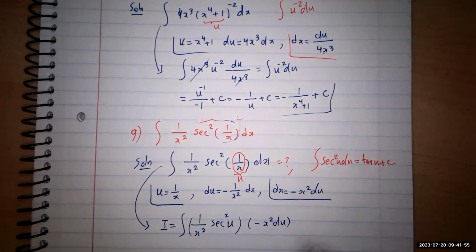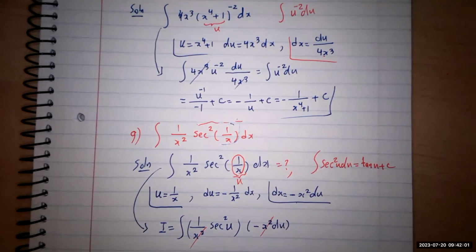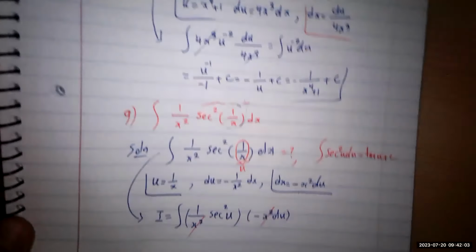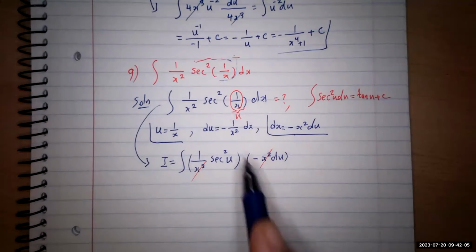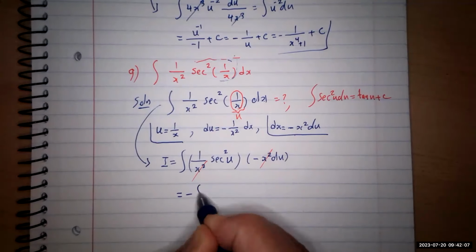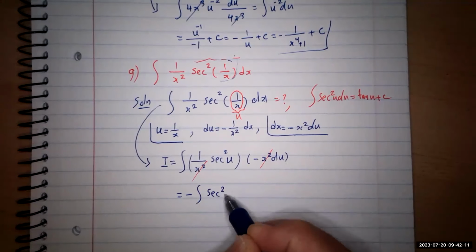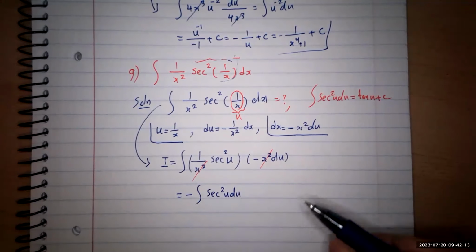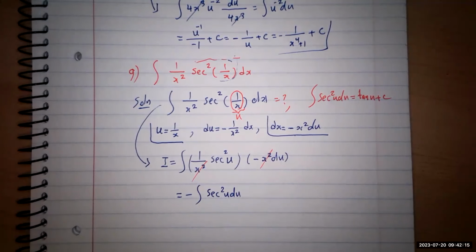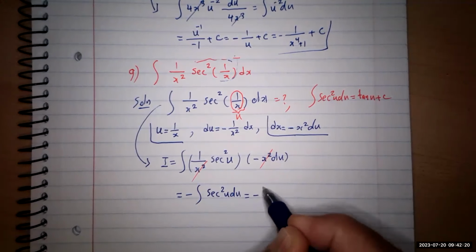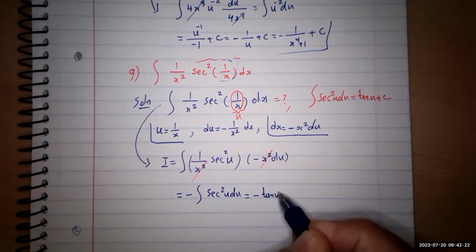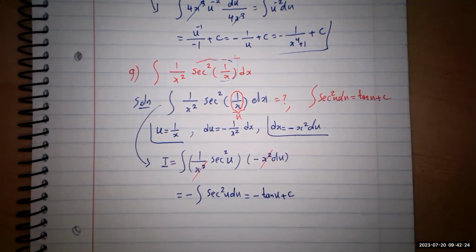You see, these two would cancel out. The leftover is a negative sign, or just a negative 1. You take it out. So it's going to be negative integral of secant square of u du. We know that integral of secant square du is tangent. So this is going to be negative tan u, plus the constant c.